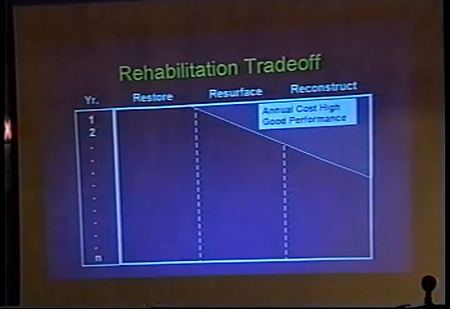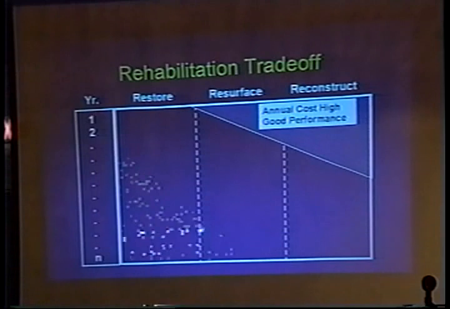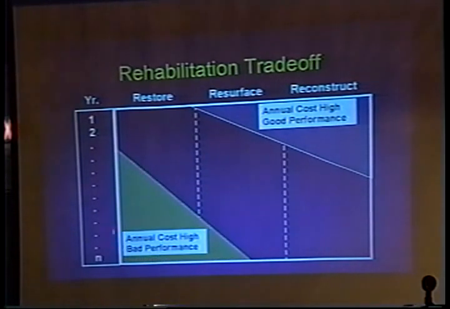There's a trade-off with the rehabilitation. If you do the heavy stuff early on, you're going to get high annual costs. It's going to cost a lot of money. You're going to get good performance. You're going to pay out your nose for it. If you try to do only the restoration type of methods that I'm talking about, but are applying that way down here in the life of the pavement, you're not going to get the good payoff. The annual cost will actually be lower because you haven't done anything substantial to it, but you're not going to get the performance that you want.